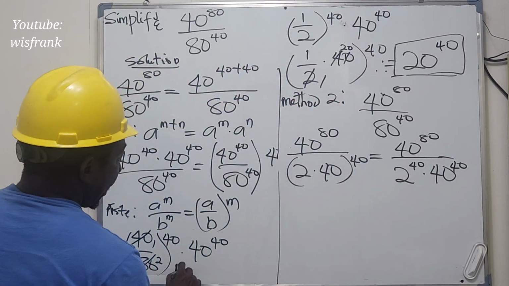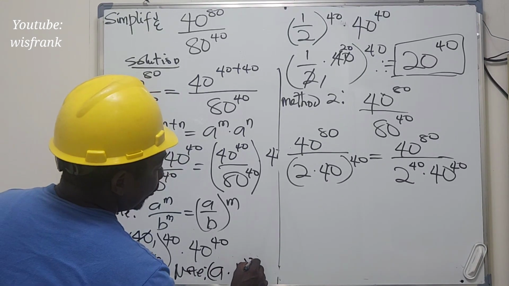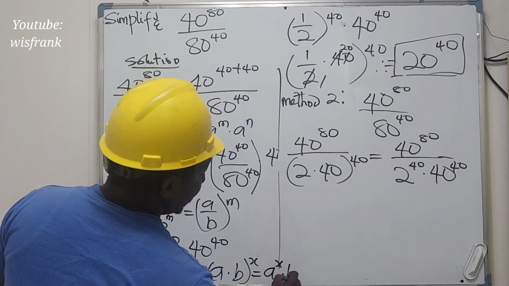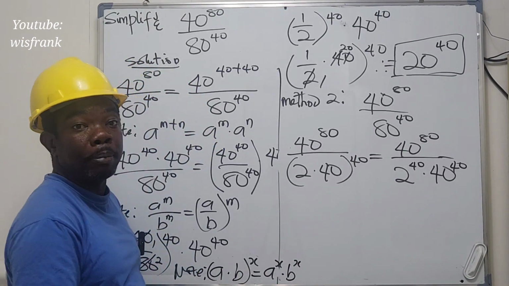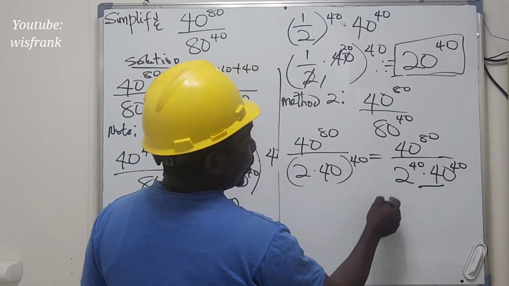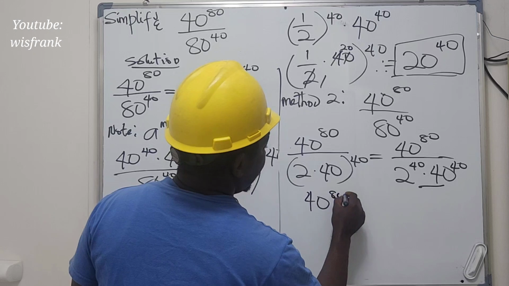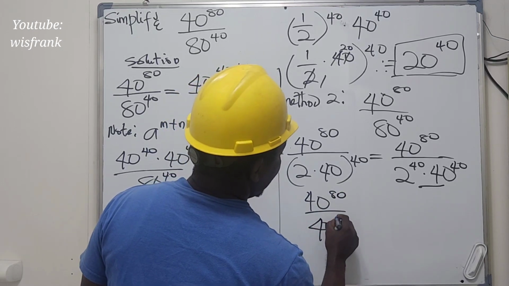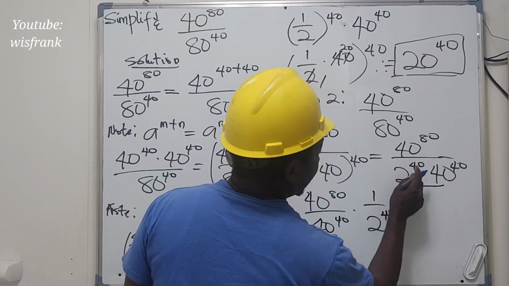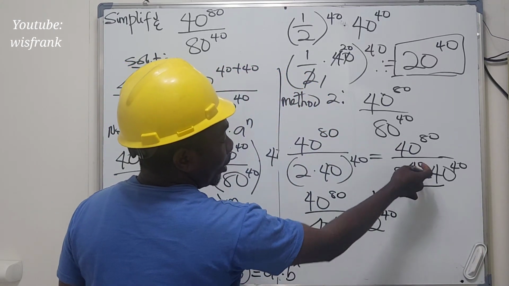We recall that when we have a times b all to the power of x is same thing as having a to the power of x times b to the power of x. So we can distribute the power to each of these. So in this case, we can rewrite that as 40 to the power of 80 all over 40 to the power of 40 times 1 all over 2 to the power of 40, because this is same thing as 1 all over 2 to the power of 40.